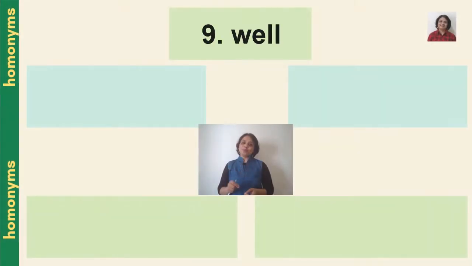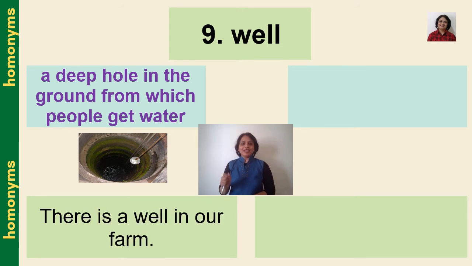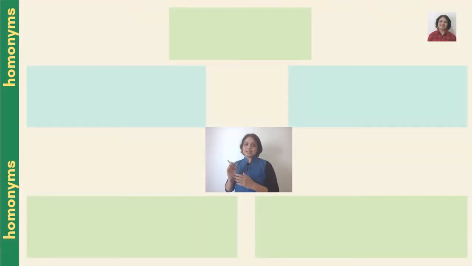Number 9, well, a deep hole in the ground from where people get water. Like, for example, there is a well in our farm. Another meaning of well is in good health. For example, if somebody asks you, how are you? I'm well. I'm good.